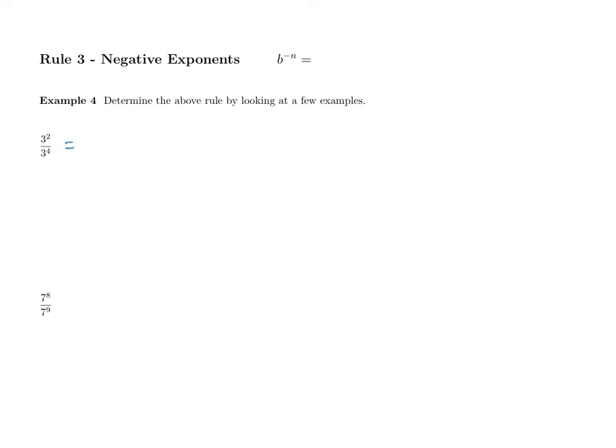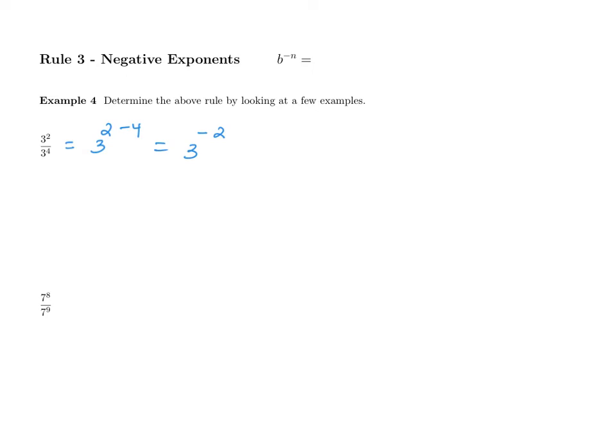If you use that rule, this is 3 to the power of 2 minus 4. It's the top number minus the bottom number. If you simplify this exponent, 2 minus 4 is a negative number. In fact, it's negative 2. And hey, this is exactly what I want up here. We have a negative exponent.